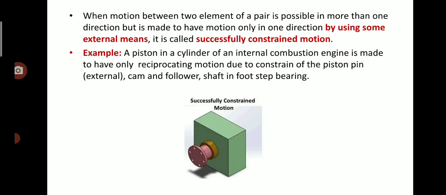So when motion between two elements of a pair is possible in more than one direction but is made to have motion only in one direction by using some external means like a compressive force, then it is called successfully constrained motion. A piston in a cylinder of an internal combustion engine is made to have only reciprocating motion due to constraint of the piston pin, which is external. Cam and follower, and shaft in a footstep bearing are other examples of this type.